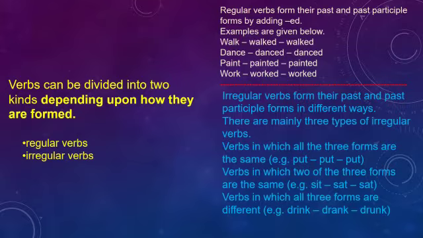Then irregular verbs form their past and past participle forms in different ways. There are mainly three types of irregular verbs. Verbs in which all three forms are the same. Example: put, put, put. Verbs in which two of the three forms are the same. Example: sit, sat, sat. Verbs in which all three forms are different.